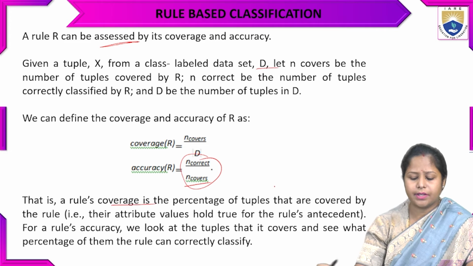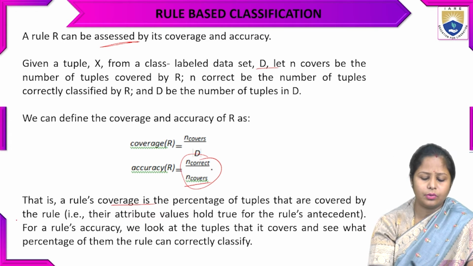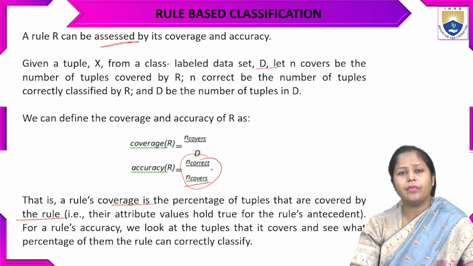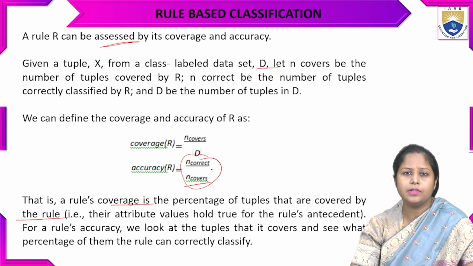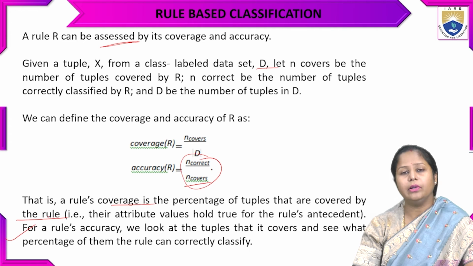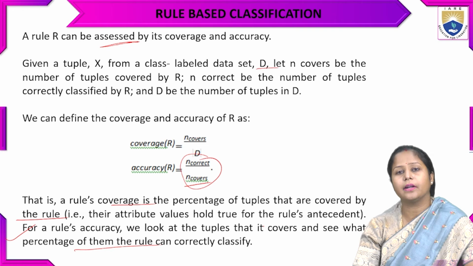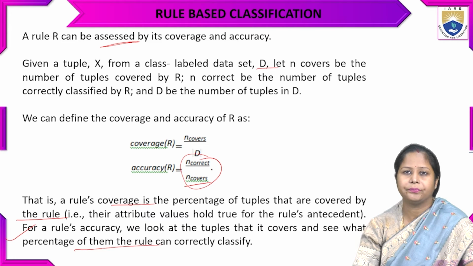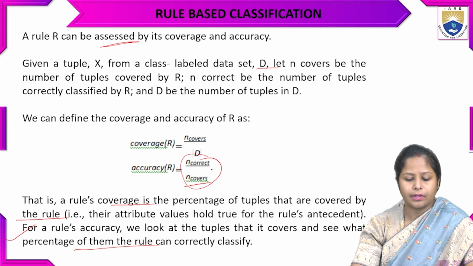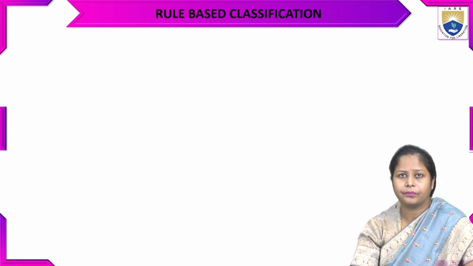The rule's coverage is the percentage of tuples that are covered by the rule, that is, their attribute values hold true for the rule antecedent. For a rule's accuracy, we look at the tuples that it covers and see what percentage of them the rule correctly classifies. So that was all about coverage and accuracy.